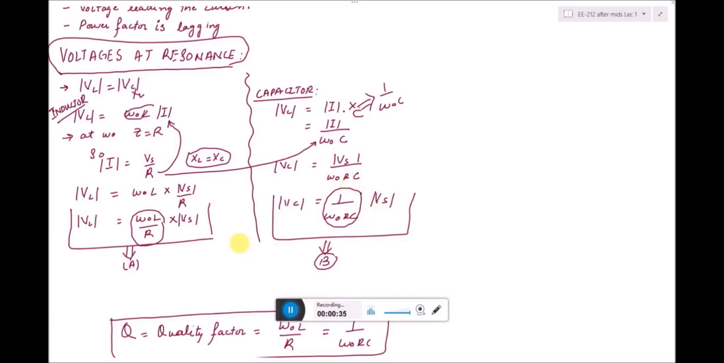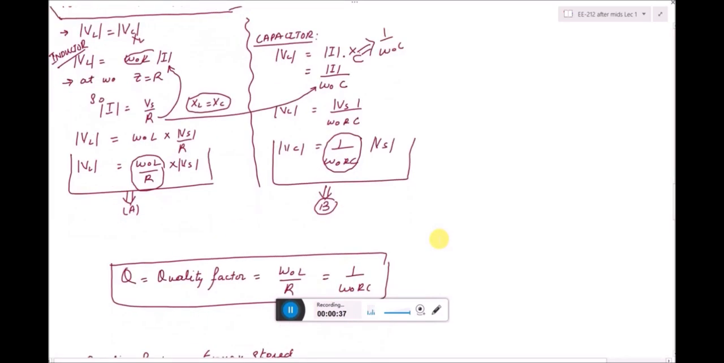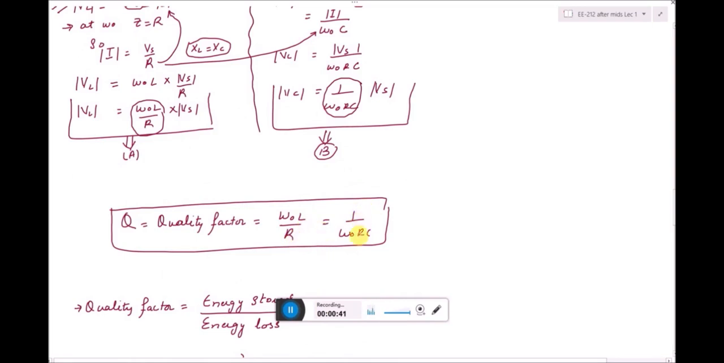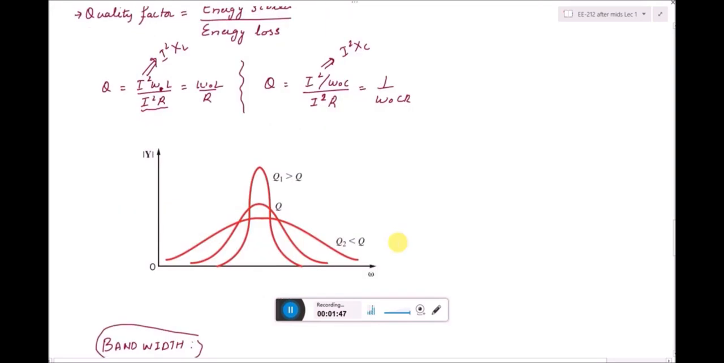So from equations A and B, we get that omega naught L over R is equal to 1 over omega naught RC. So we define a new term that is known as the quality factor. Now actually the quality factor just defines the sharpness of the gain curve.